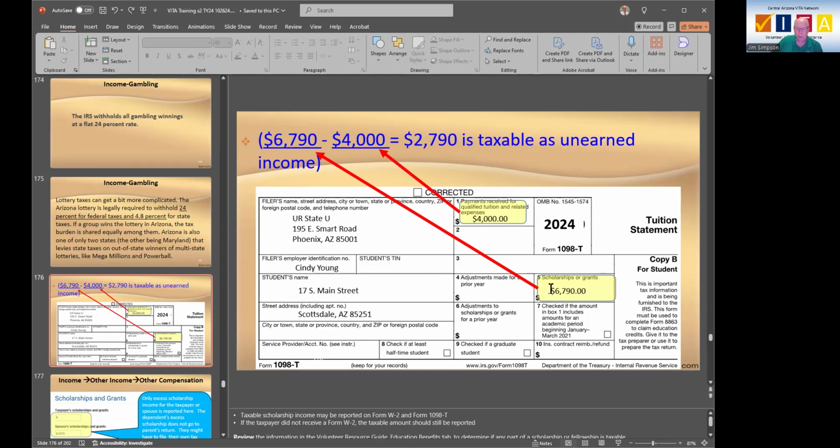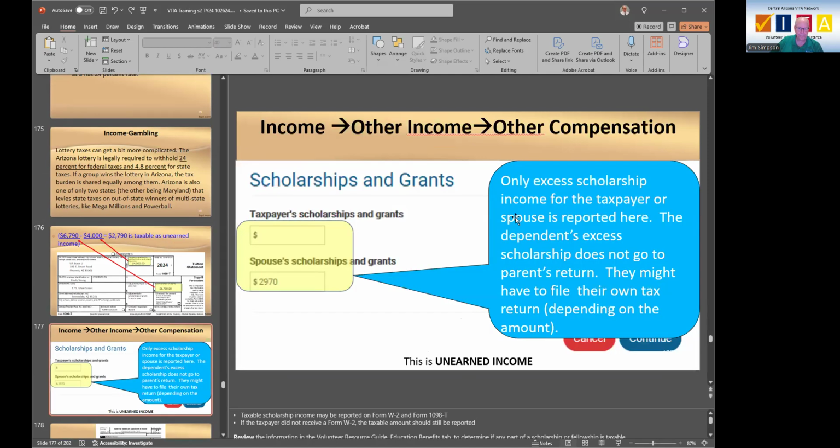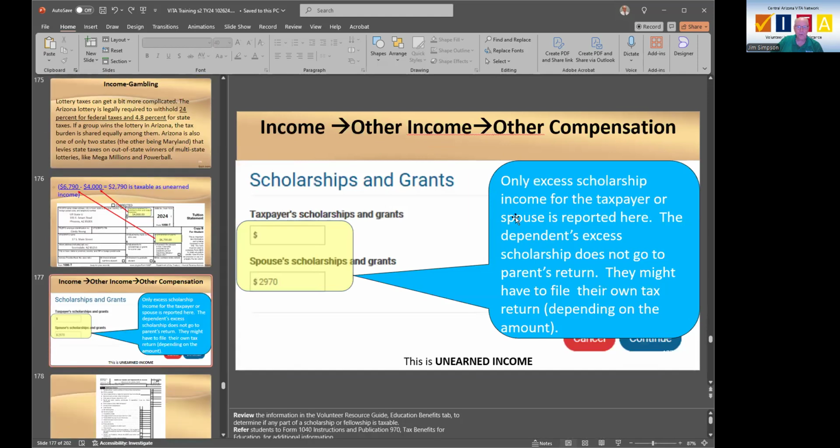But if you end up with scholarships right here that exceed all of your expenses, then you have to go into that other income screen and they have to put it in as taxable. This is under other income, other compensation. It goes in that screen, but it is unearned income.